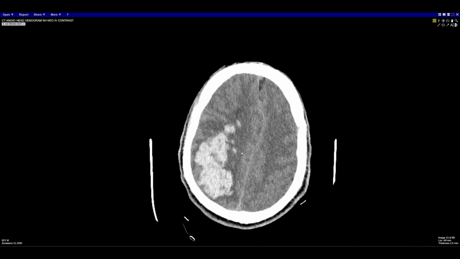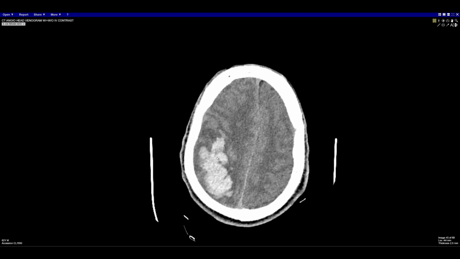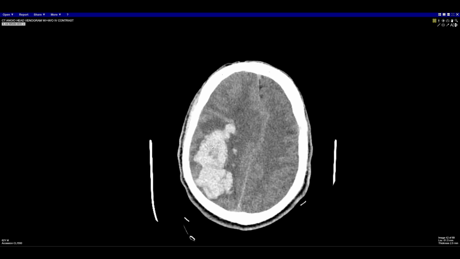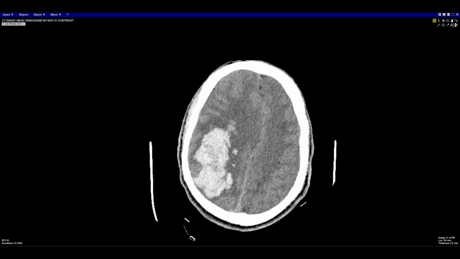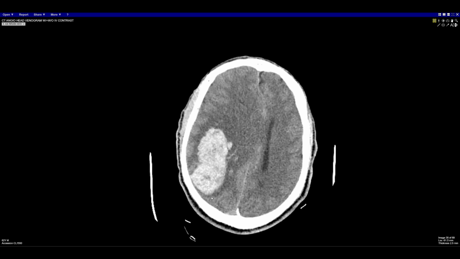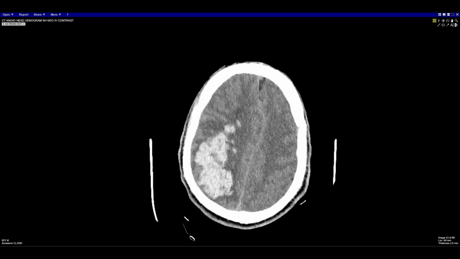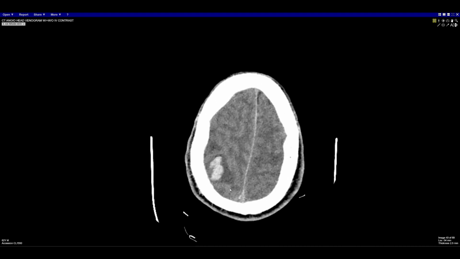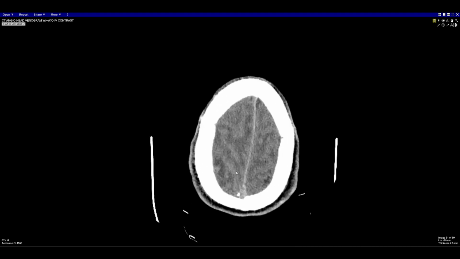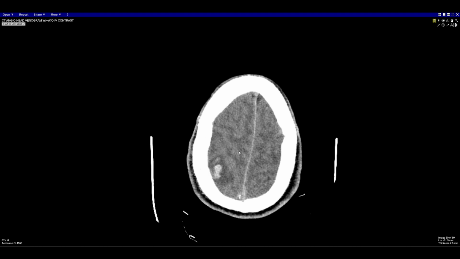This hemorrhage, we should try to figure out where it is. If we look, it's probably in the brain parenchyma. It's got brain around it on almost all sides. So it's probably coming from the brain parenchyma. So that's probably a parenchymal hemorrhage here that we're looking at. Tons of mass effect and swelling on this side.